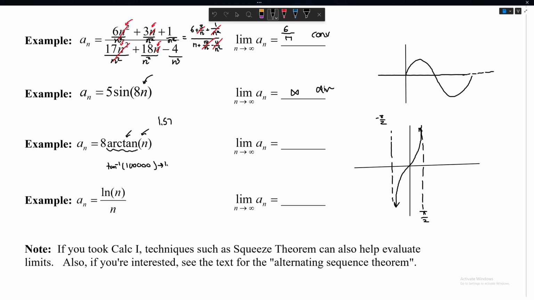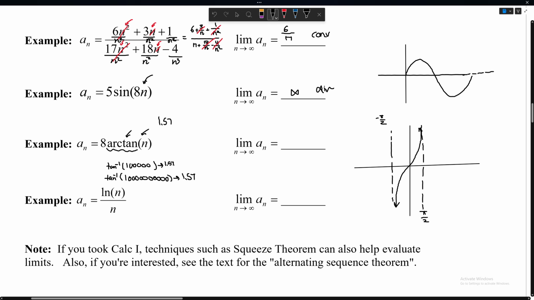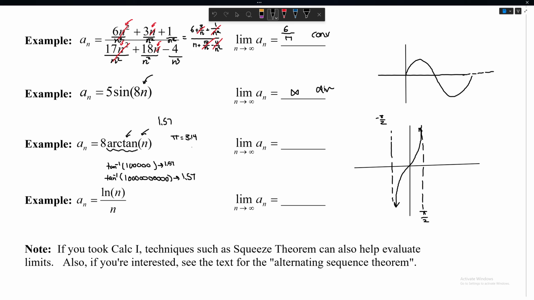This will go to 1.57. And then if you do tan inverse of a way bigger number, you'll find out it will actually still give you 1.57, right? And as you can see, this plateaus at 1.57, it doesn't grow anymore. And so that's how we know that the graph goes to 1.57. What is 1.57? Pi is 3.14, right? And so you divide this by 2, you get 1.57. So your graph will actually plateau at pi over 2.